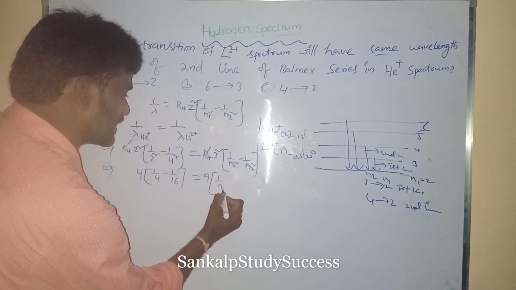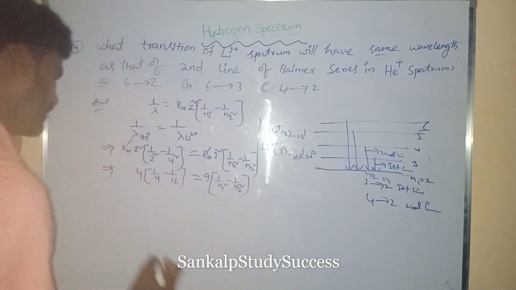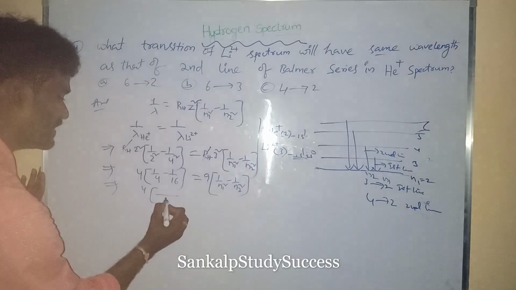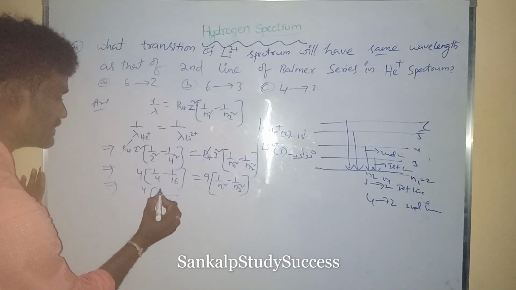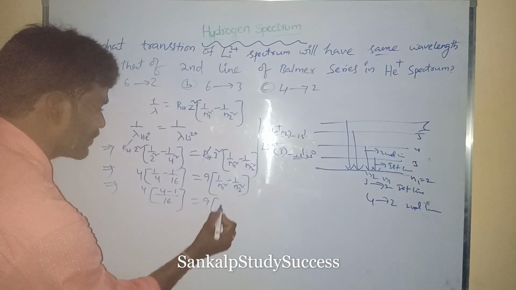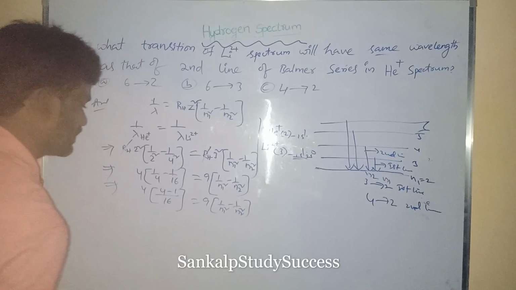1 by n1 square minus 1 by n2 square. Now 4 into, what is the LCM? 16. 4 4s are 16, 4 minus 1, 3. 9, 1 by n1 square minus 1 by n2 square.